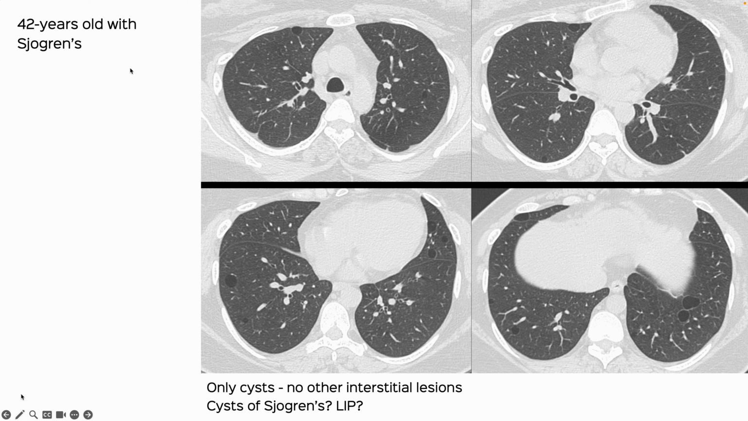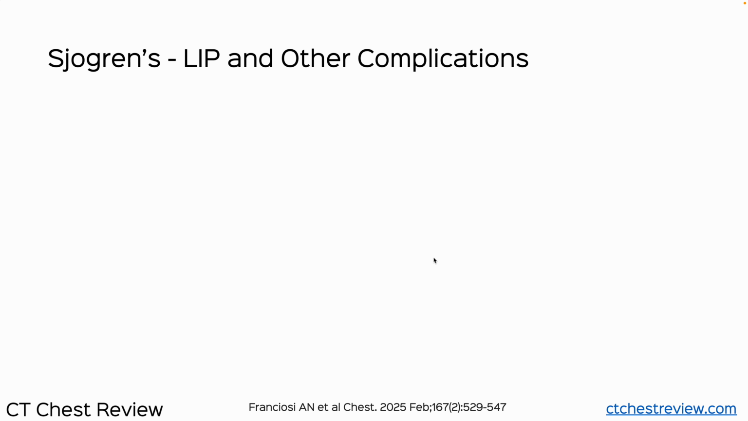Here's another patient, 42-year-old. Everything else is normal except for the cysts. And if this patient didn't have Sjogren's, we might have even tried to consider the possibility of lymphangioleiomyomatosis or LAM. But in this case, you would just call this LIP. Can you have a rare patient who has Sjogren's and LAM? It's always possible. But you think of zebras only in Africa. Okay, I didn't get that correct.